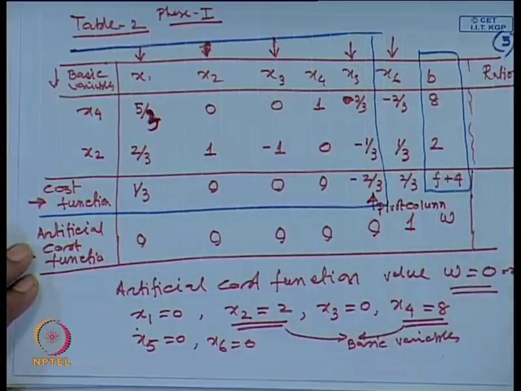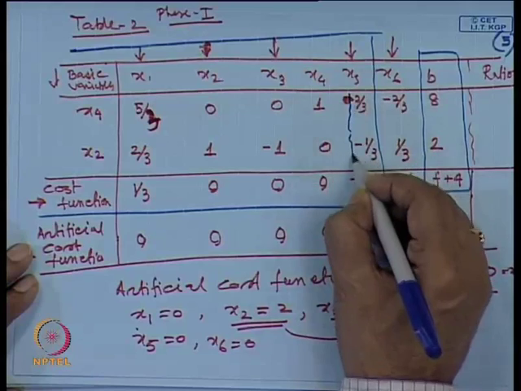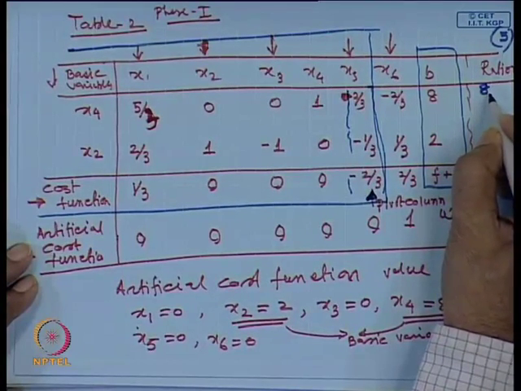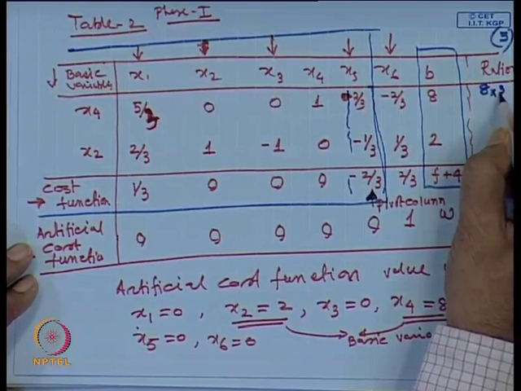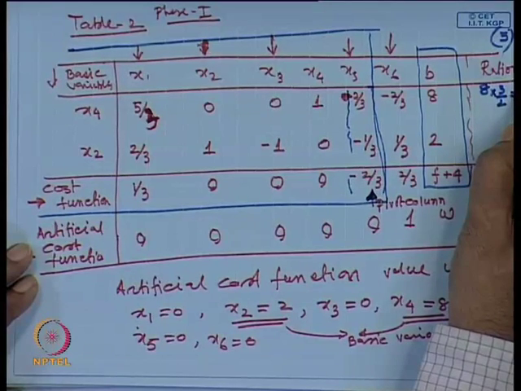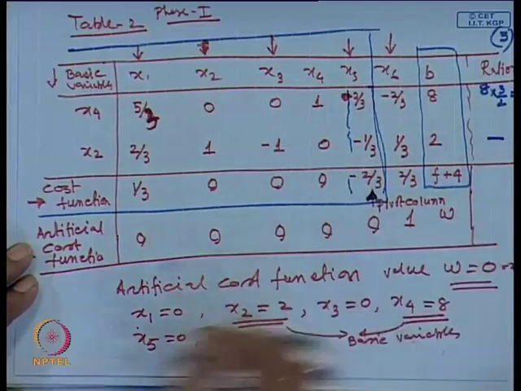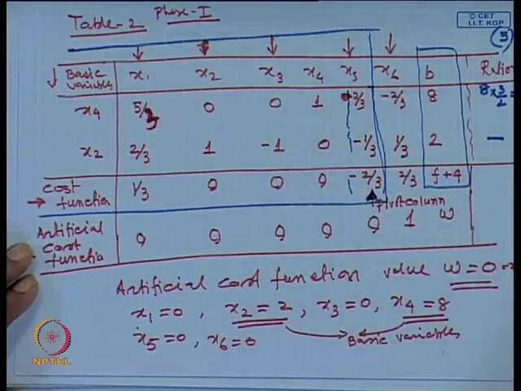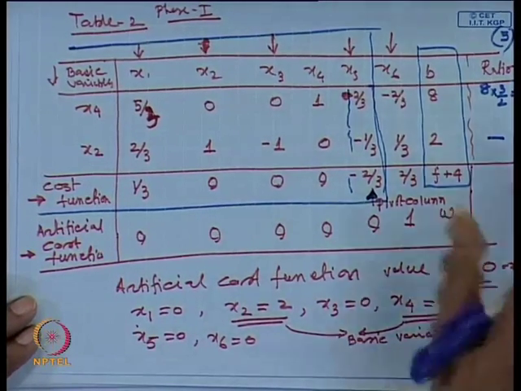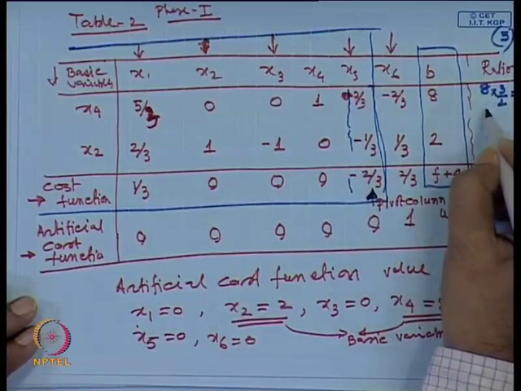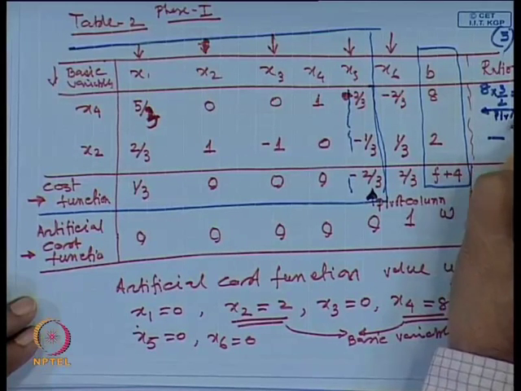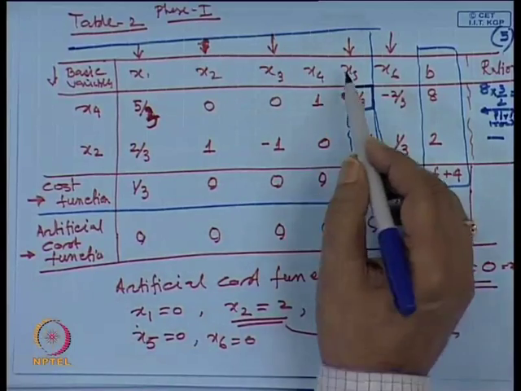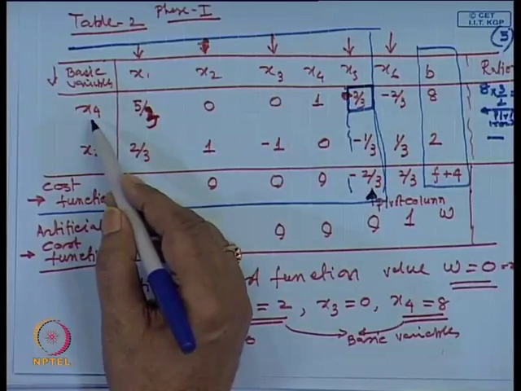This is our pivot column. If you see, this column is our pivot column. Okay? Now, you find the ratio, that means 8 multiplied by 3 by 2, which comes to 12. Now, this is minus, ignore it. If you consider this as our pivot row, it will not reduce our cost function, and it will go beyond our feasible region. So, this is the pivot row, and our pivot element is that one. So, what do we consider? That x5 is the entering basic variable and x4 is the leaving basic variable.